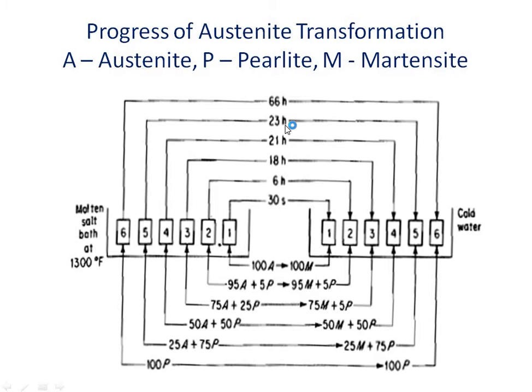Sample number 5, held at subcritical temperature for 23 hours. After 23 hours, 25% austenite will be transformed to 25% martensite and 75% perlite will remain as 75% perlite. After 66 hours, 100% perlite will remain as 100% perlite, that is, it will remain unchanged.